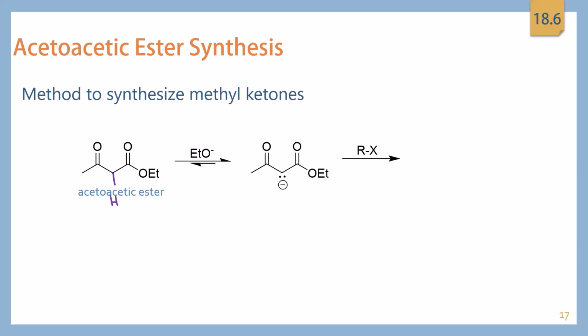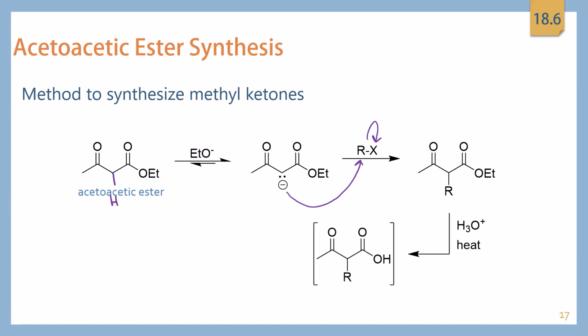The one that we want and the one that's going to push this reaction forward is the formation of the enolate, and then you can add in any sort of alkyl halide to put an R group on that alpha carbon. From there, what you usually see is the addition of aqueous acid or aqueous base, sometimes also paired with heat.